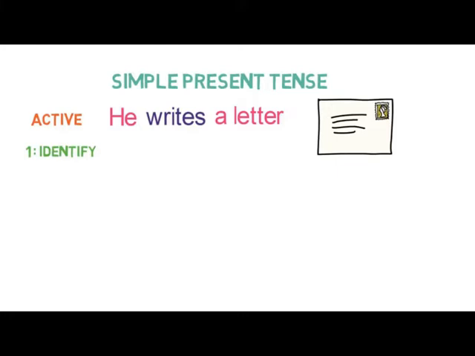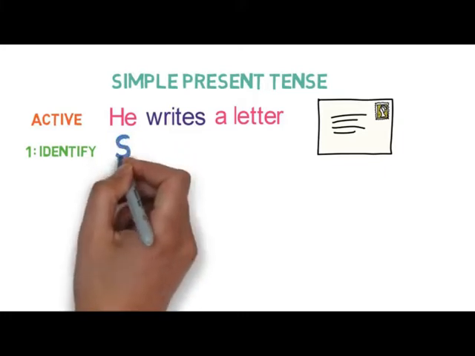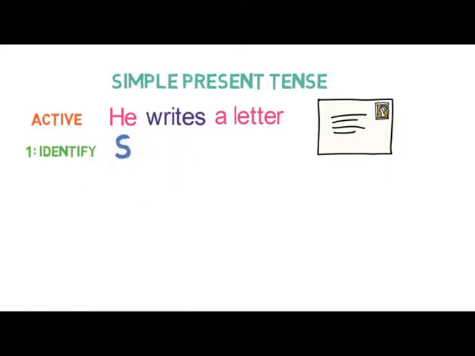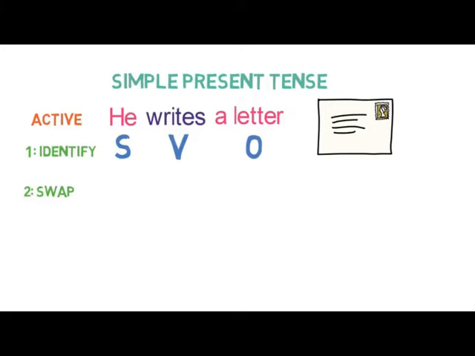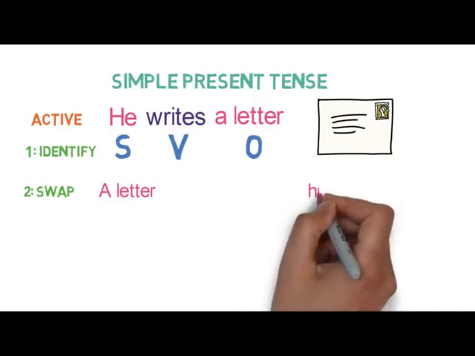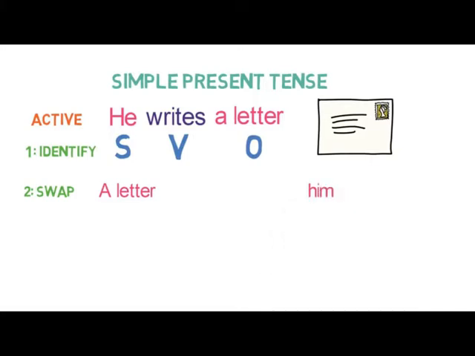We have here, the subject is he. The action, or the verb, is writes. And the object is a letter. Step 2, we will swap between subject and object. So we will start with the object, then we will write the subject in the place of the object. So we will change he to be him, as I told you before.